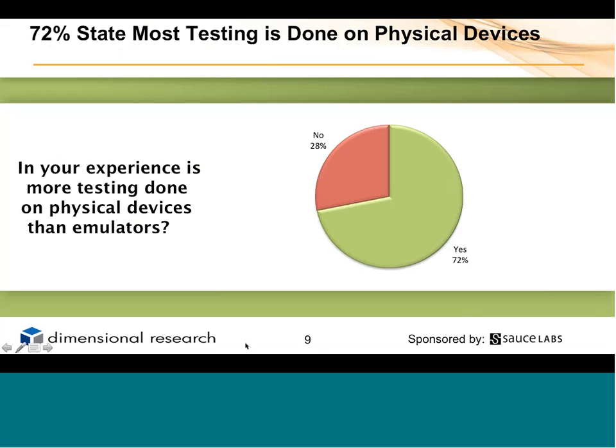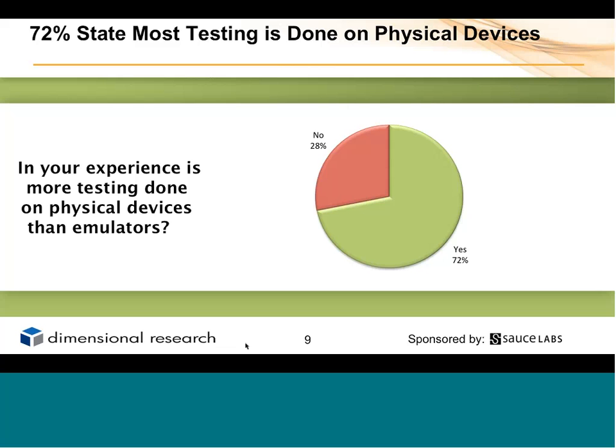We then asked a question: where is most of the testing done? And 72% said that most is done on physical devices more than emulators. So this really gets to the point that the QA and the QA testing professionals, as well as the developers, feel the physical devices are important for them to understand what the performance and the ramification of it is.